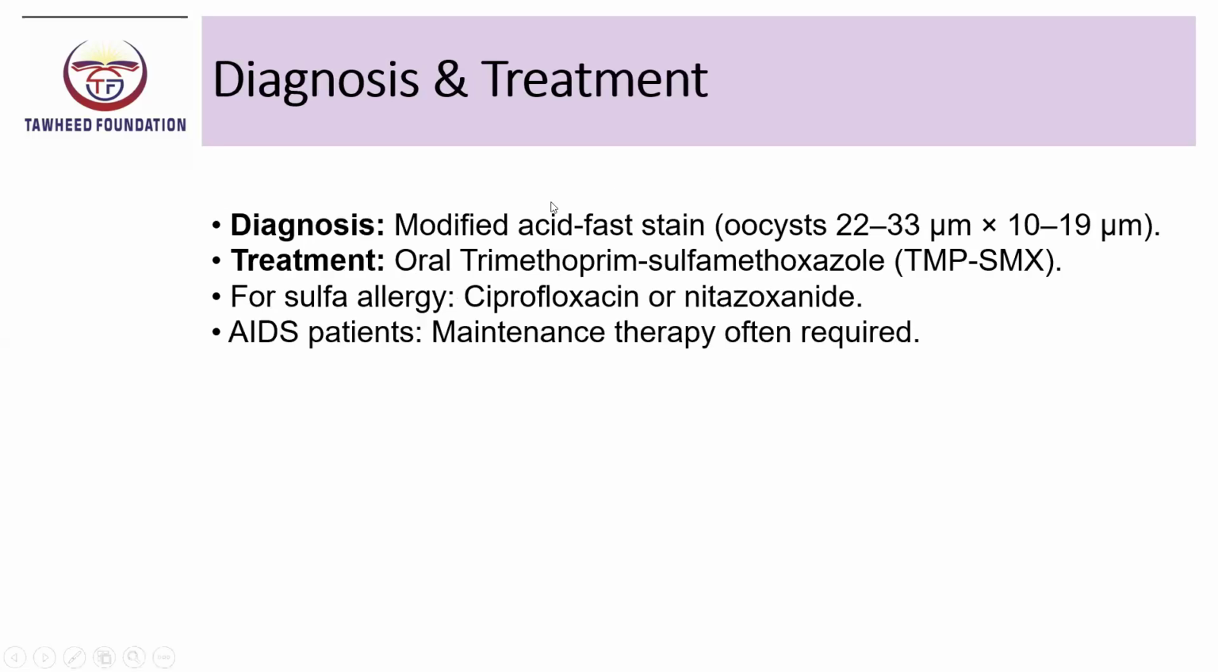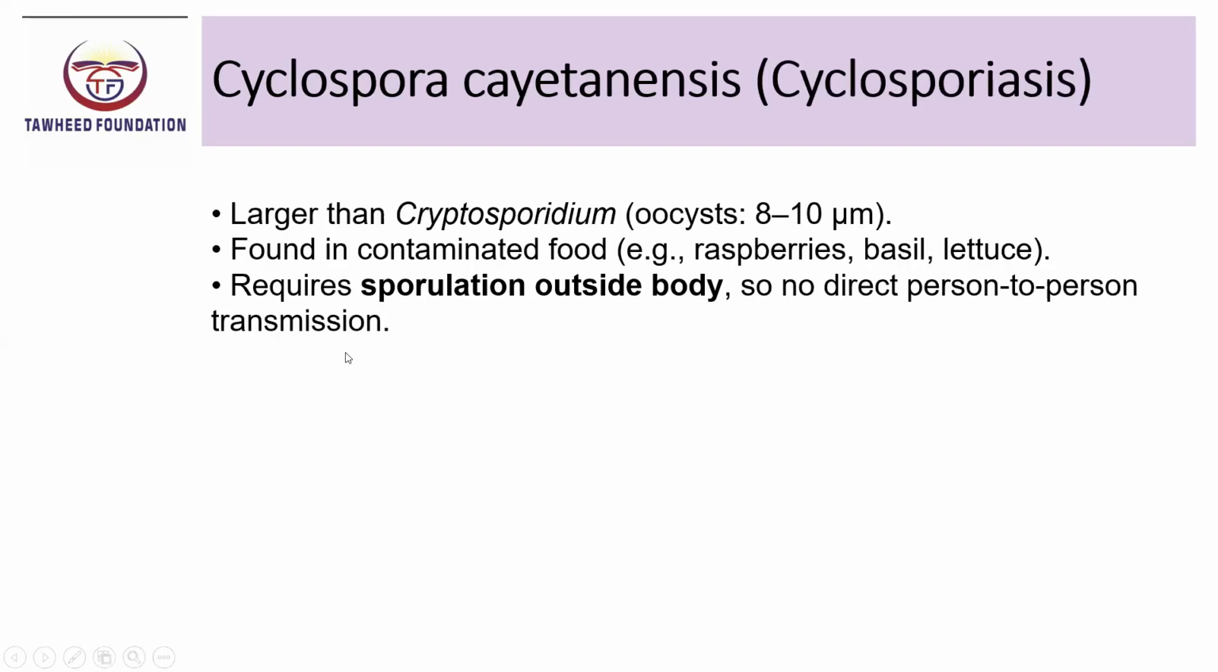Diagnosis and treatment: again, acid-fast stain will show oocysts of this size. Treatment: oral treatment, the drug of choice will be given. For AIDS patients, maintenance therapy is required.